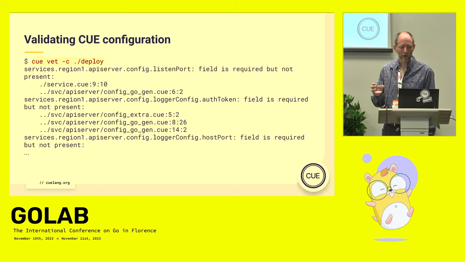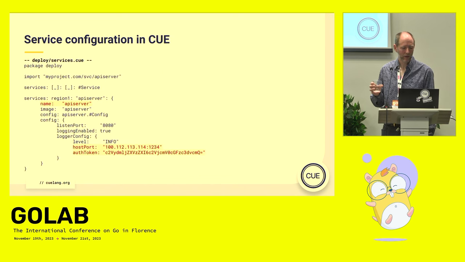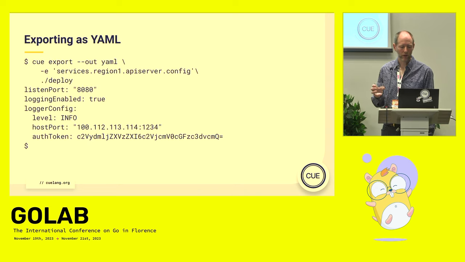So now our configuration is all in Q. It's easier to run our validation, fewer arguments to Q vet. We can see that we've forgotten to define a bunch of fields. So here's a working definition of a configuration in Q, having added the missing fields. The Q vet command will succeed. We can even export it as YAML or JSON. So let's do that here. We've exported the configuration for our service, all vetted against our Go-derived schema, as YAML.